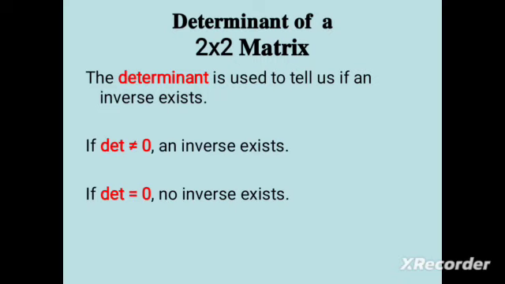Now let's look at the determinant of a 2 by 2 matrix. The determinant is used to tell us if an inverse exists. If the determinant is not equal to 0, an inverse exists. But if the determinant is equal to 0, there is no inverse in that case.